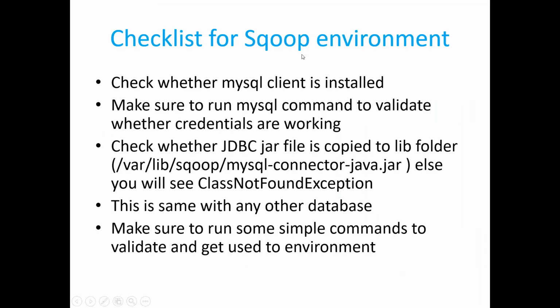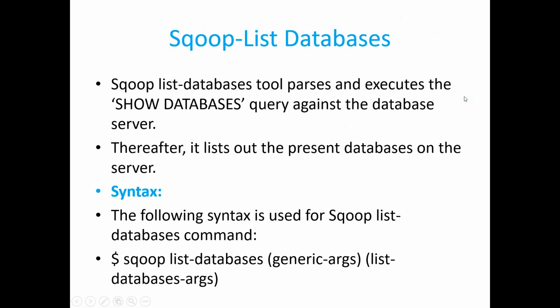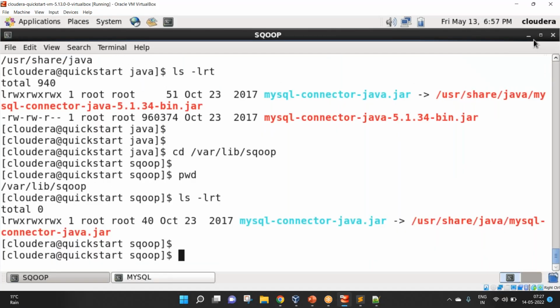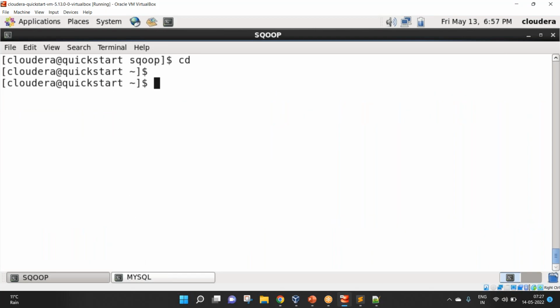Now, once all this is fine, we'll try to run some simple commands to check the connectivity between Sqoop and MySQL. So let us start running the list databases command. So I will go here. I'll clear the screen.